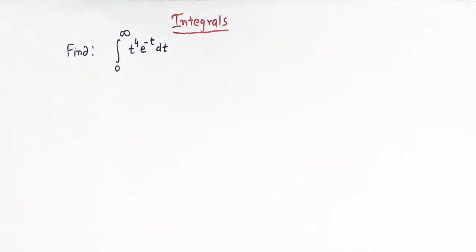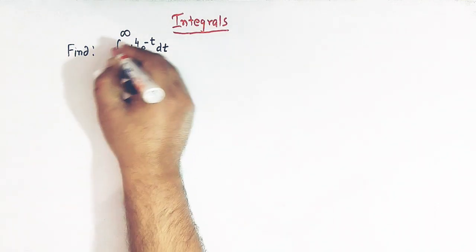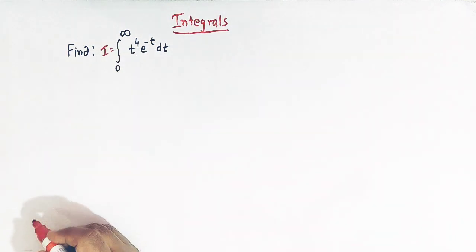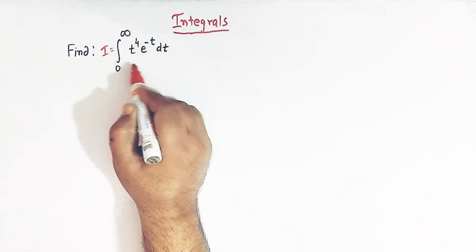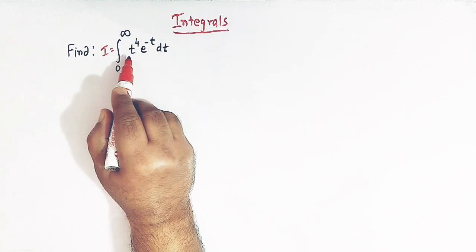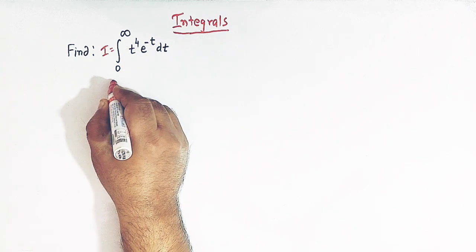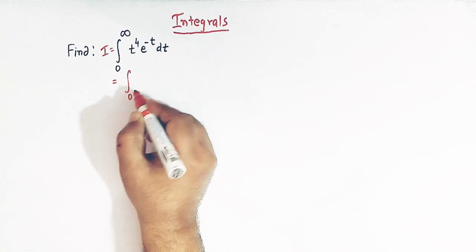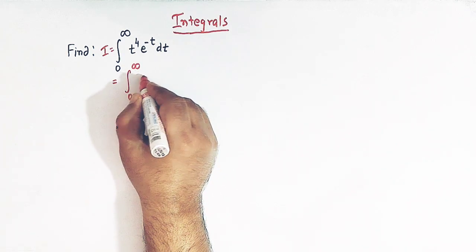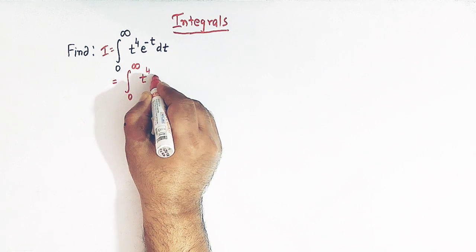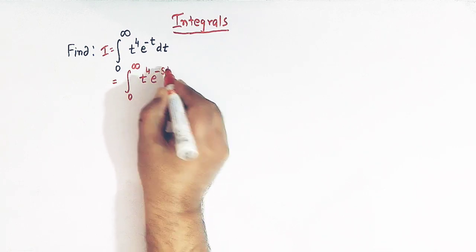So viewers, in this lecture, we'll see how we can apply the concept of Laplace transform to evaluate integrals of this type. So let us start. Let us take this integral as I. Now see here we have the variable t and the integrand is t raised to 4 e raised to minus t. So let us write this integral as 0 to infinity, t raised to 4 and e raised to minus st.